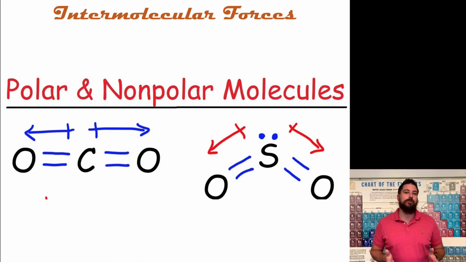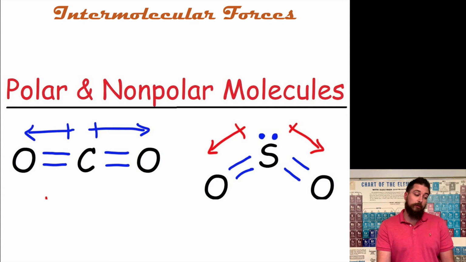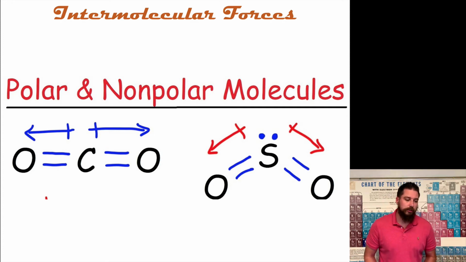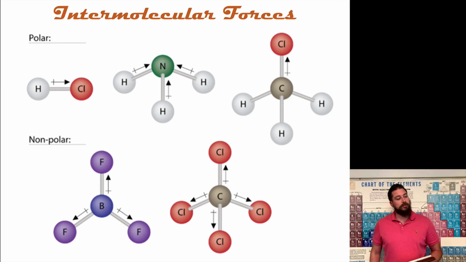Do the dipoles go in a direction where they're not necessarily canceling each other out, but actually adding on each other? And in the second situation, they are. So carbon dioxide is a non-polar molecule, but SO2, the sulfur dioxide, is a polar molecule because of that asymmetrical shape. All right, so let's go ahead and take a look.